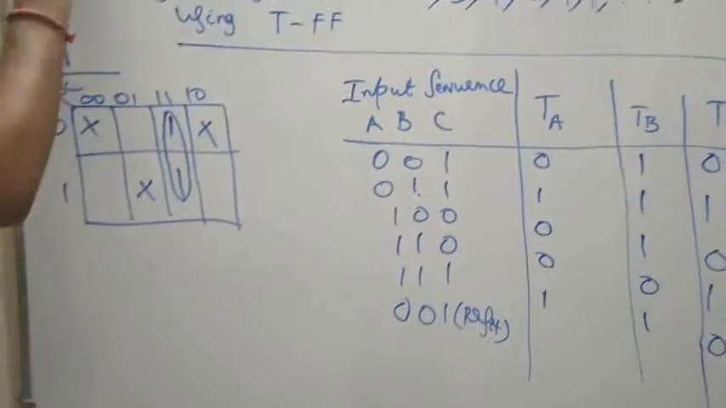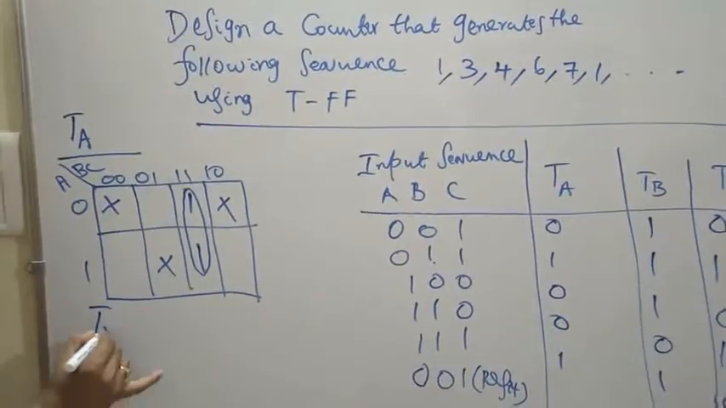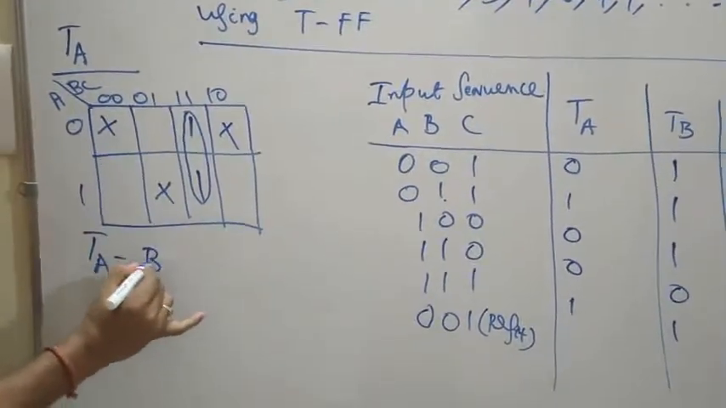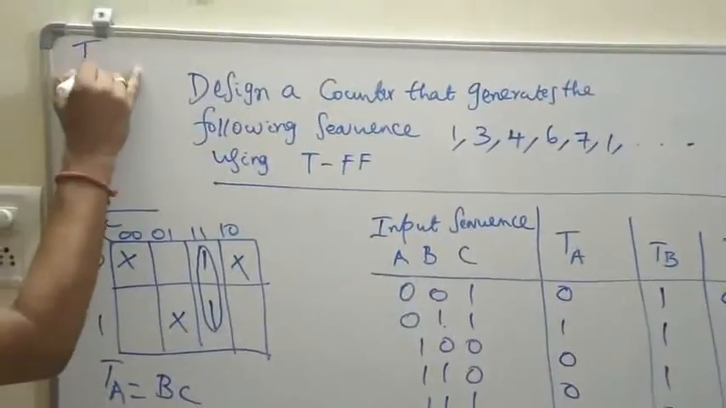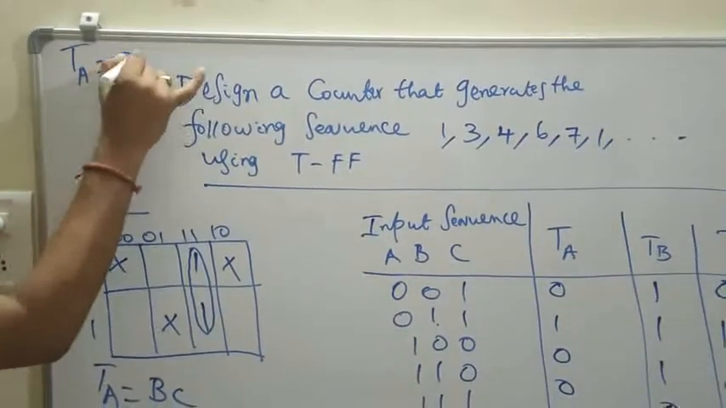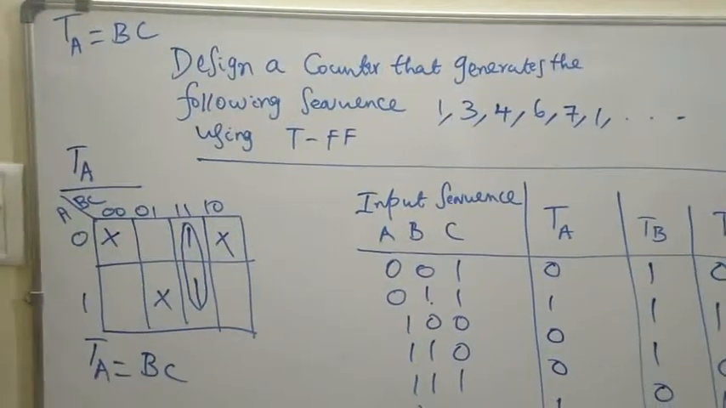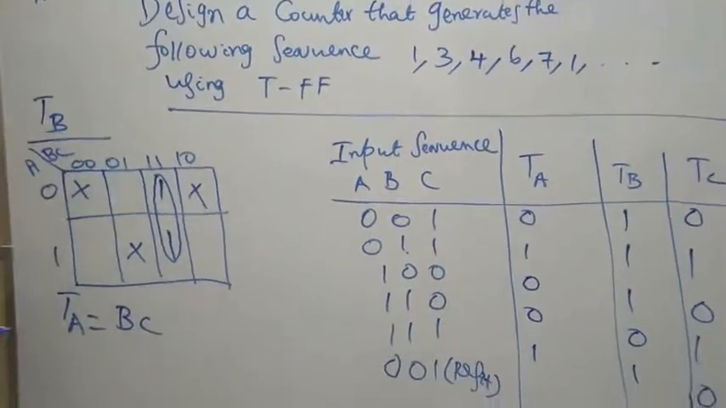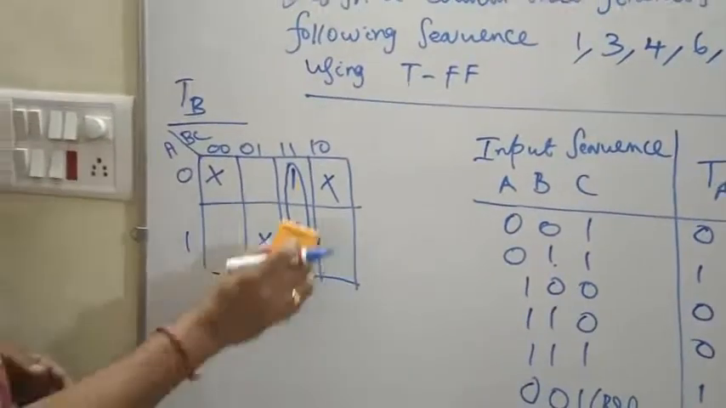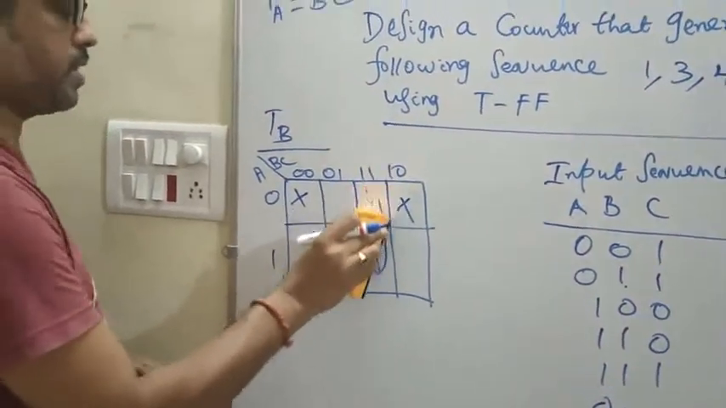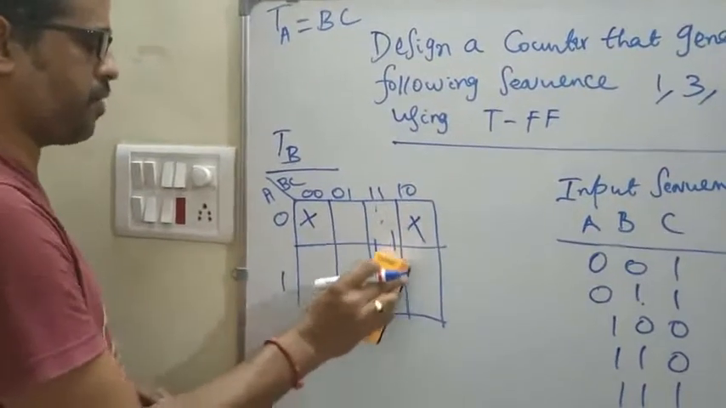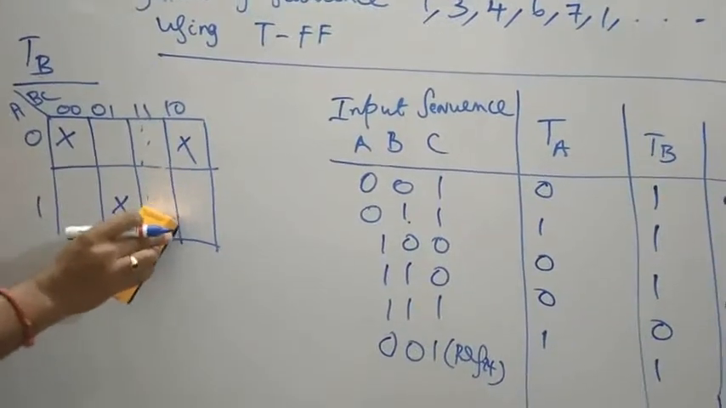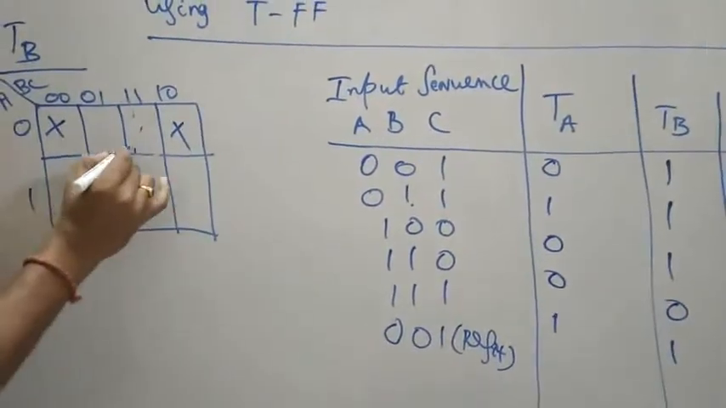Okay, what is TA? We'll write it here. What is TA here? So A won't come. This alone is coming, which is nothing but BC, right? So we'll write TA equal to BC. Next we are going to find TB. So 0 to 5 is going to be common, right? 0 to 5 is a don't care term for all the T flip-flops.